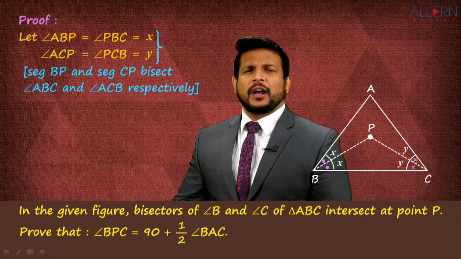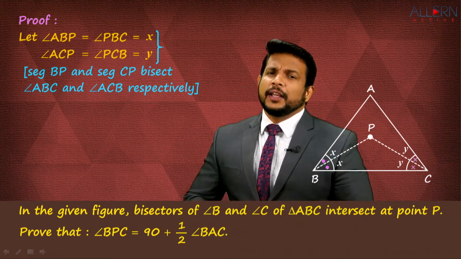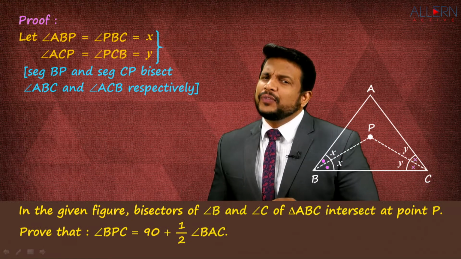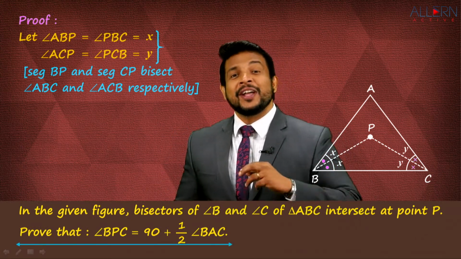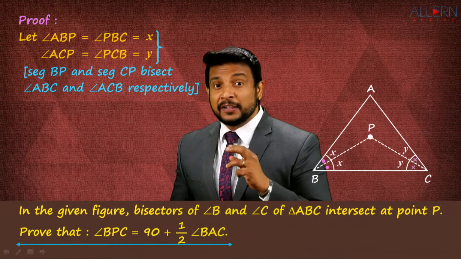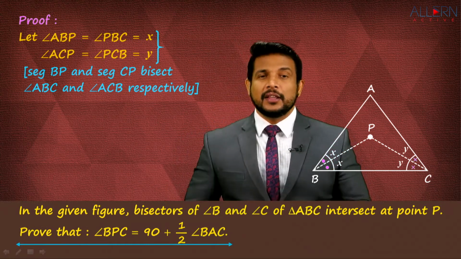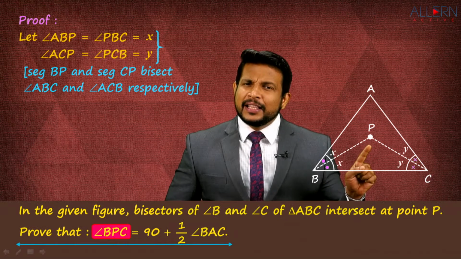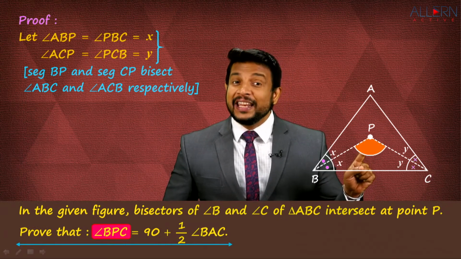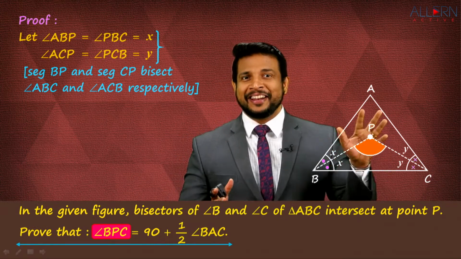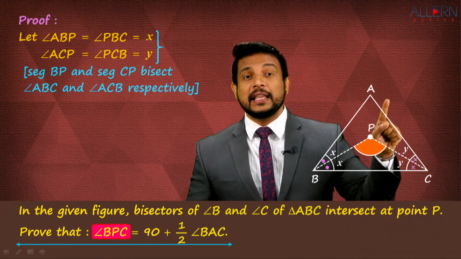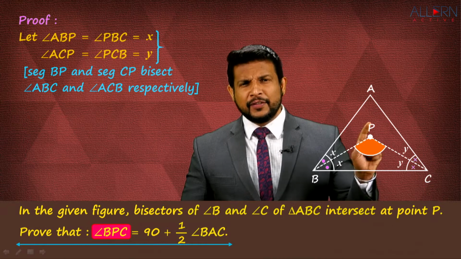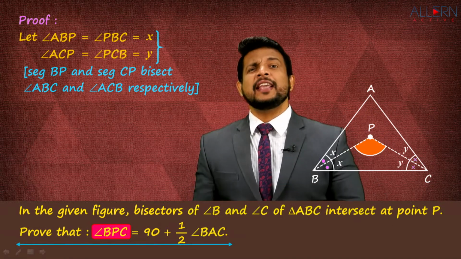Now let's proceed further. How do we write it further? Now when we look at the proof, it says we need to get angle BPC is equal to 90 degree plus half of angle BAC. Now we want this angle BPC to be 90 degree. We don't have 90 degree anywhere. Okay. Plus half the measure of angle BAC. Now that means this angle, we need to relate it with this angle BAC.